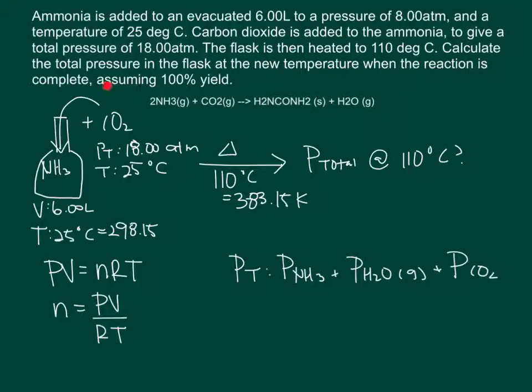So we know that we're assuming there's 100% yield. If you look at the chemical equation, one of the reactants will be completely used up and will not be counted as part of the total pressure once the reaction is complete. Looking at the visual here, we have NH3, and then the carbon dioxide was added in the 6-liter flask. We're first going to figure out how many moles of each reactant are present by using the ideal gas law. PV equals nRT, but we're going to solve for n to figure out how many moles of each reactant there are.